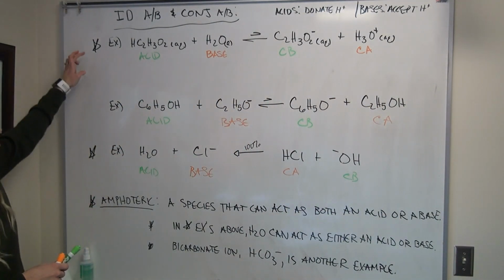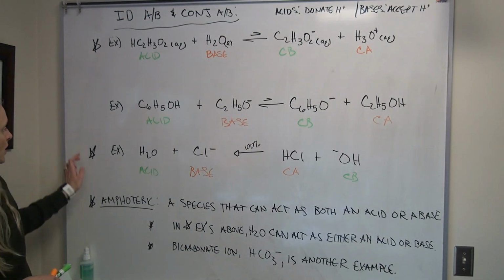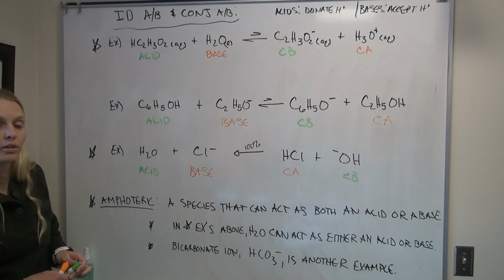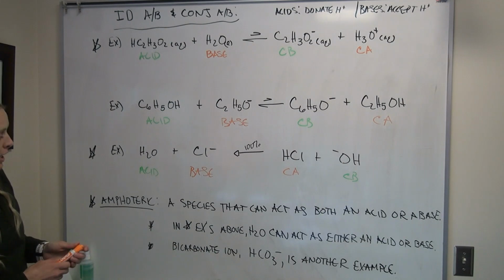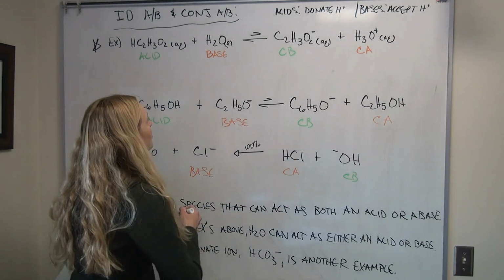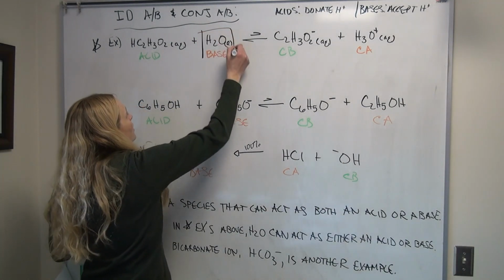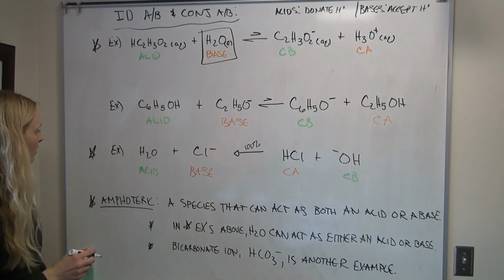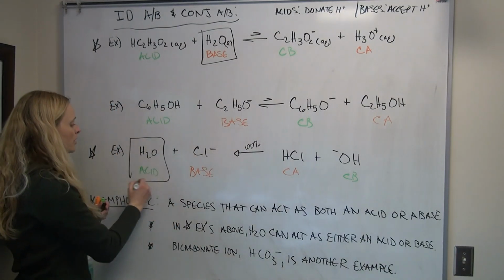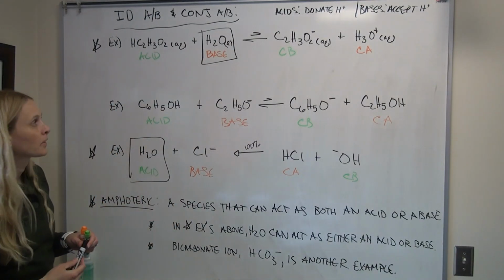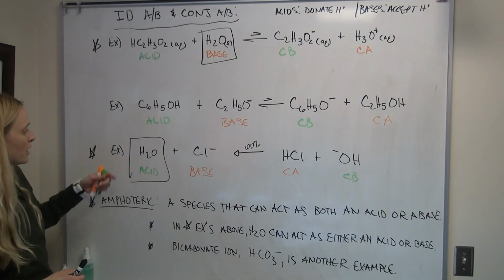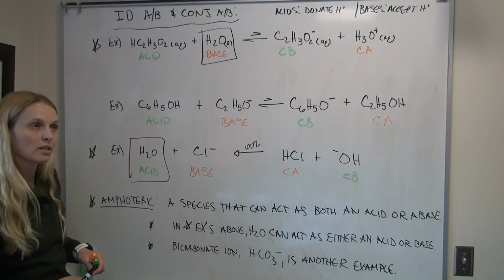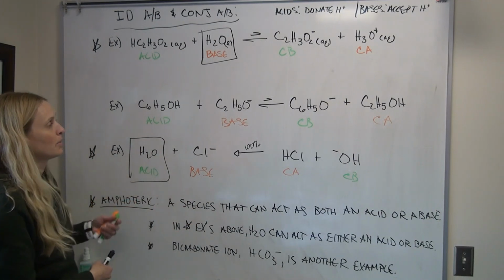And in the examples that I have starred up here above, this first one and the third one here with the water and the HCl, if we take a look at water in those examples, in the first example here, water is a base, right? But in this example down here, water is an acid. And so this is just an example that water is an amphoteric species.